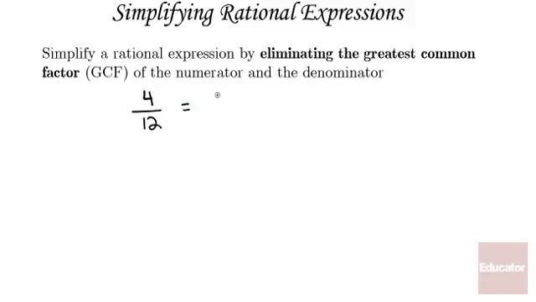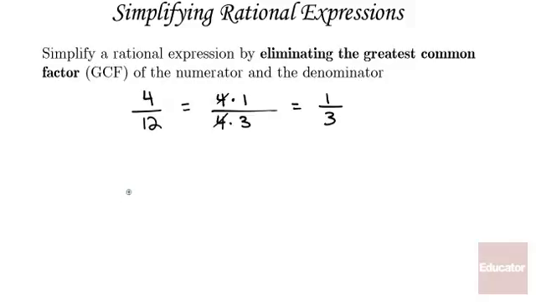You can rewrite this as 4 times 1 over 4 times 3. And you see that there's a common factor of 4. So that's the greatest common factor between the numerator and the denominator. I can go ahead and then cancel those out. And I now have the fraction in simplest form because I eliminated the greatest common factor from both the numerator and the denominator, the greatest common factor between those two.